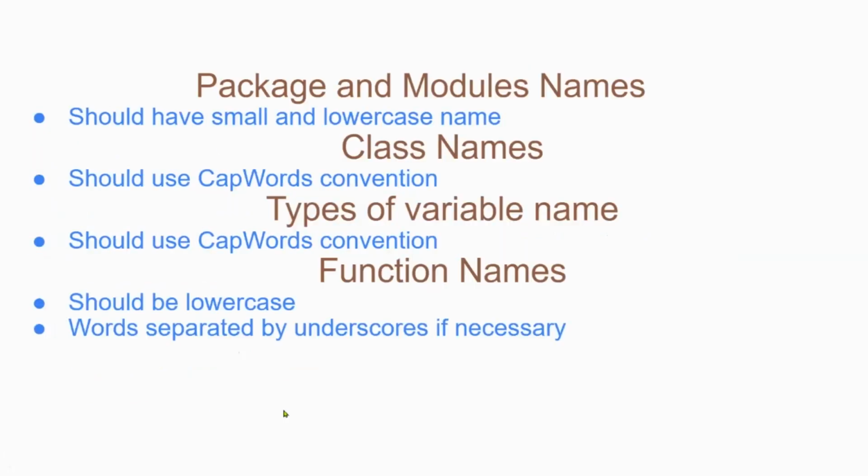And if you want to import a package or module, the names should be small lowercase. And the same goes for class names: with the CapWords convention, you use a capital letter first, and then again a capital for the second word. Variable names follow the same as class names, and function names should always be lowercase. If a function name is long, you can use underscores if necessary.